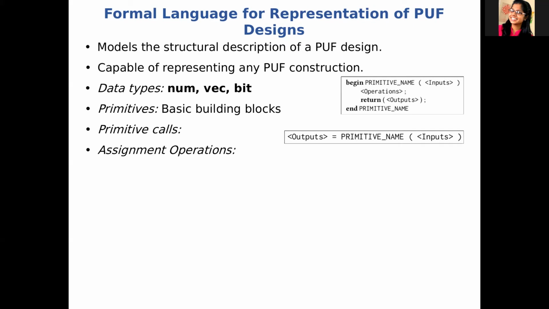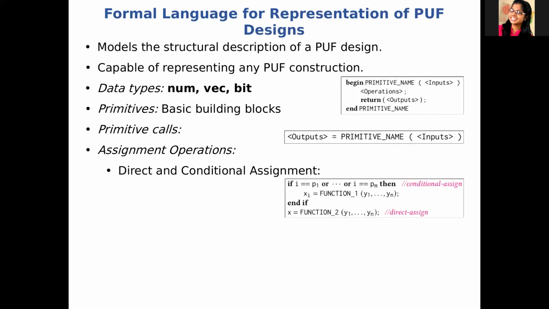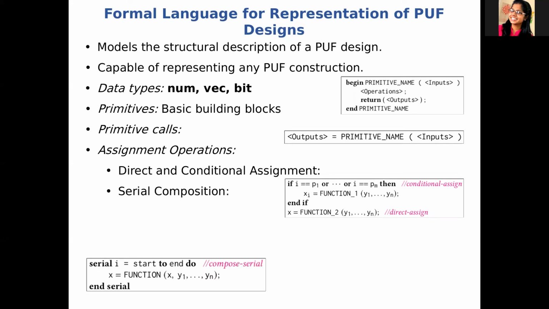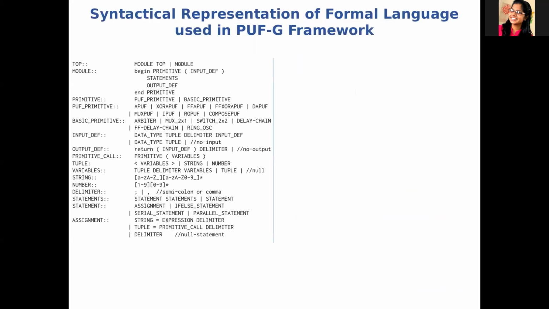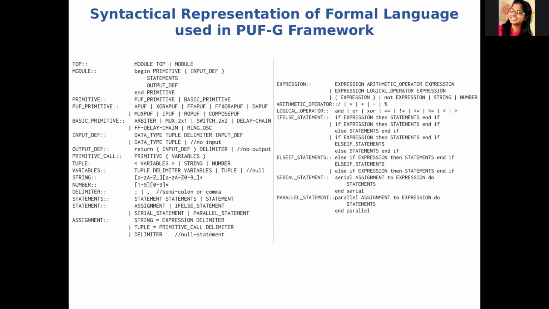This language has direct and conditional assignment statements, a serial composition and a parallel composition. Serial composition is used in designs which require components to be placed serially, such as switches inside an arbiter PUF. A parallel composition is needed if multiple primitives have to be instantiated together. For instance, in case of an XOR PUF, where all the constituent arbiter PUFs have to be triggered together. This language is actually capable of representing any PUF construction or composition. So here is the syntactical grammar of the language.